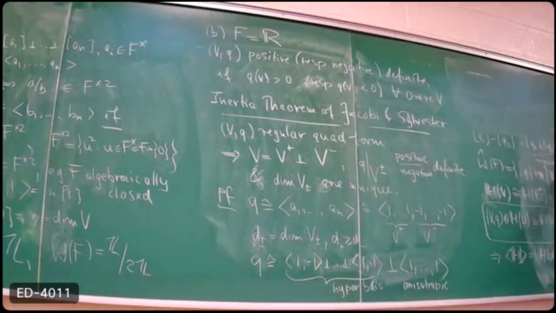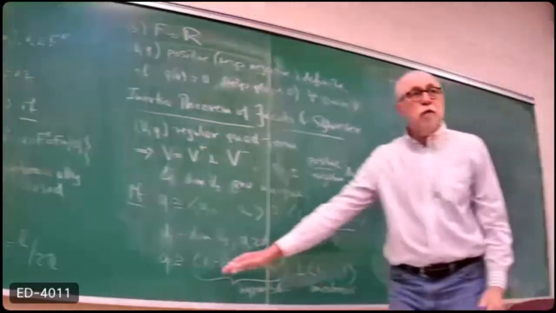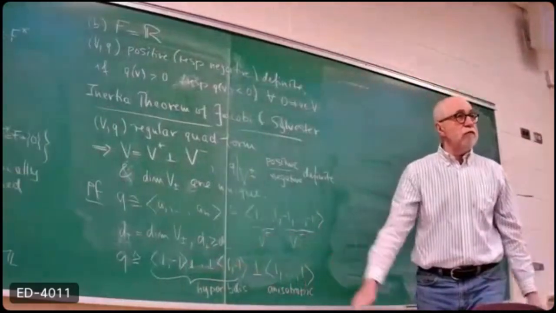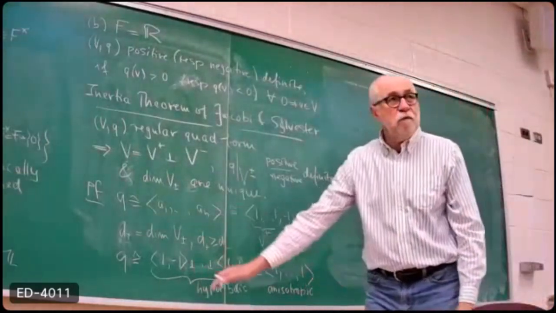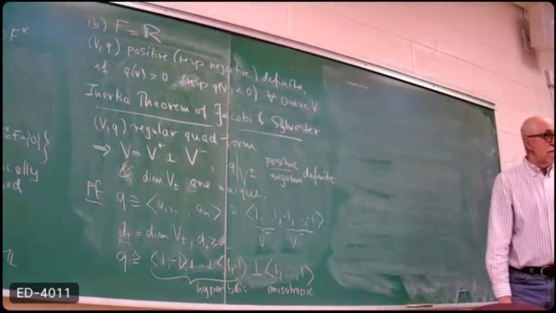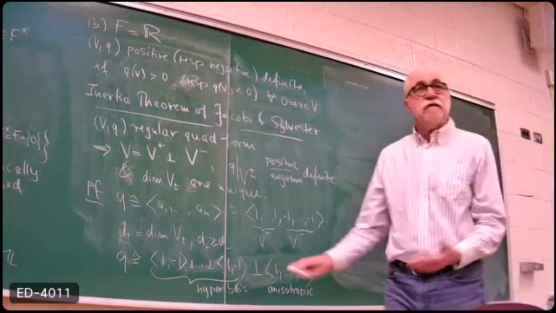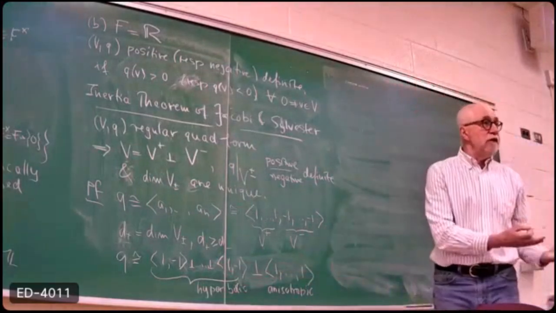So what I have written there is just a definition. We have decomposed our quadratic form over the reals. This is hyperbolic, orthogonal sum to something which is anisotropic. Now, the Witt decomposition has as a second part that the anisotropic part is unique.